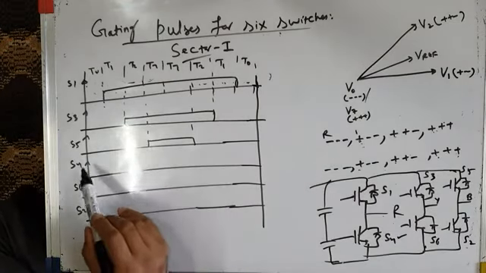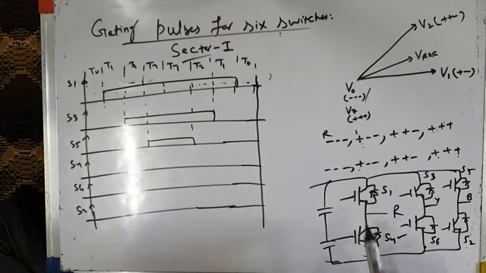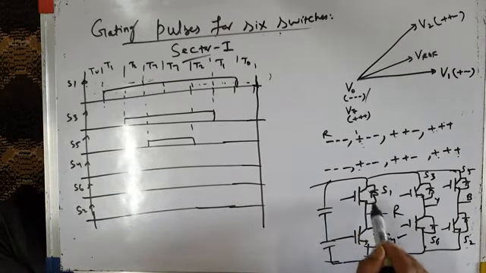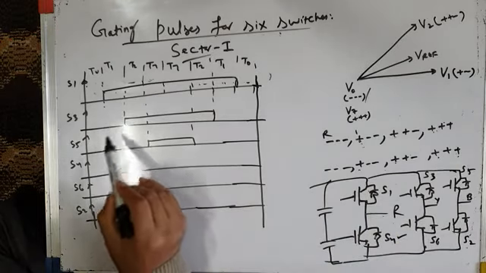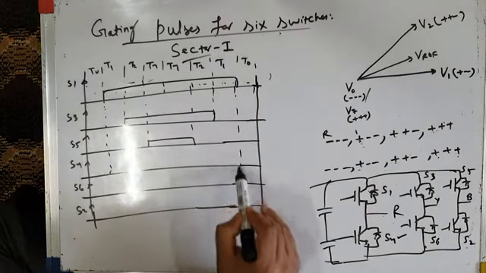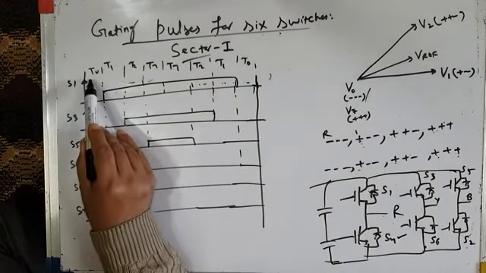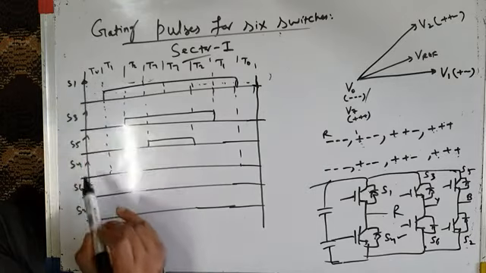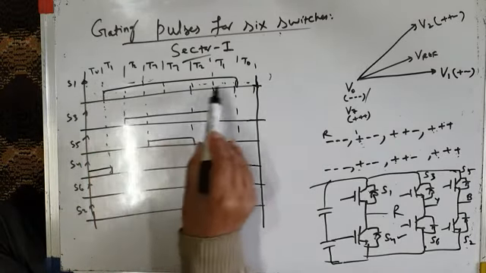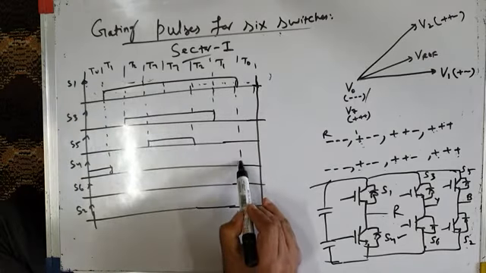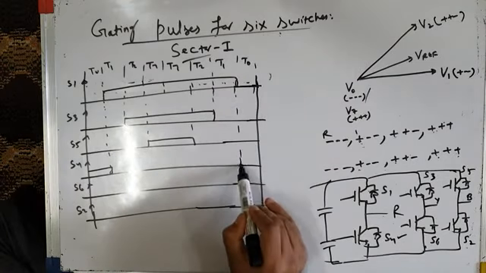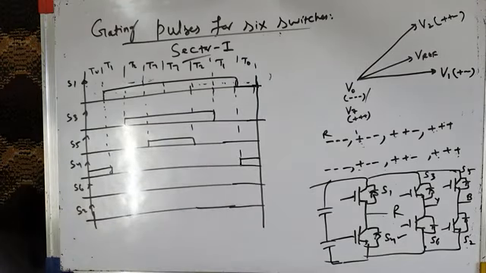And then what about S4? S4 is the complementary switch of S1. Whenever S1 is on, S4 will be off. And whenever S1 is off, S4 will be on. So we can easily derive its pulse pattern from this. In first time interval T0, S1 is off, so S4 will be on during this period. And in the time interval from here to here, S1 is on, so S4 will be off. Then in this last time interval, S1 is off, so S4 will be on. So this is the S4 time interval.